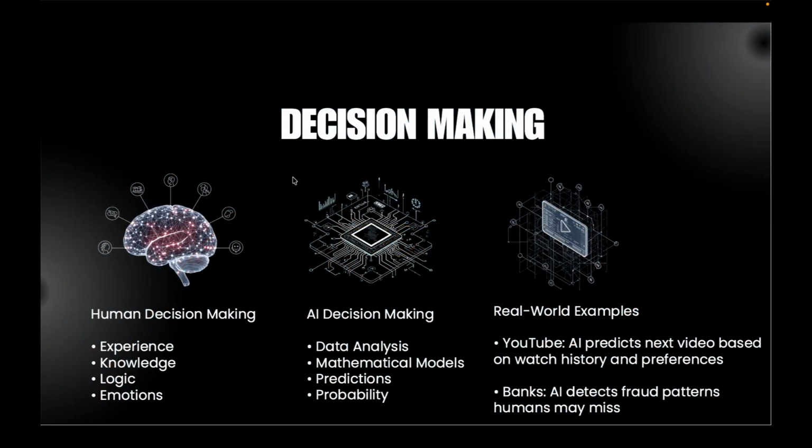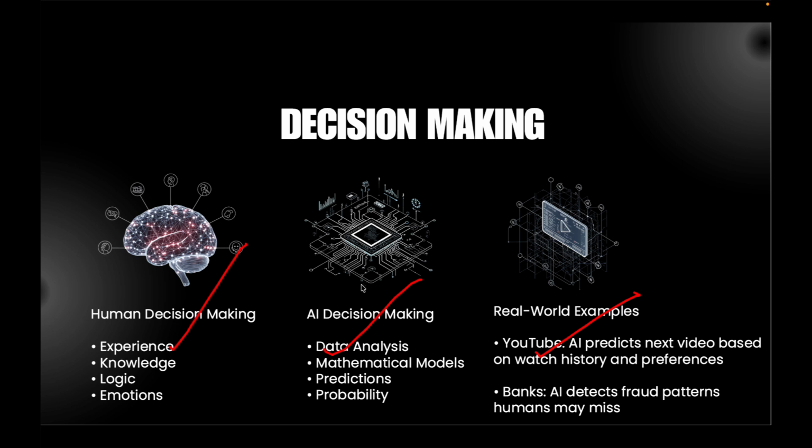Another human capability used in AI is decision making. Every day humans and AI make decisions, but they do it very differently. Human decision making is based on experience, knowledge, logic, and emotions. AI uses data analysis, mathematical models, predictions, and probability to make decisions. Instead of emotions, AI looks for patterns inside huge amounts of data. Let's look at some real world examples. YouTube uses AI to predict which video you may want to watch next based on your watch history and interests. So whatever you like, dislike, etc., on the basis of that, it's going to show you the next video.